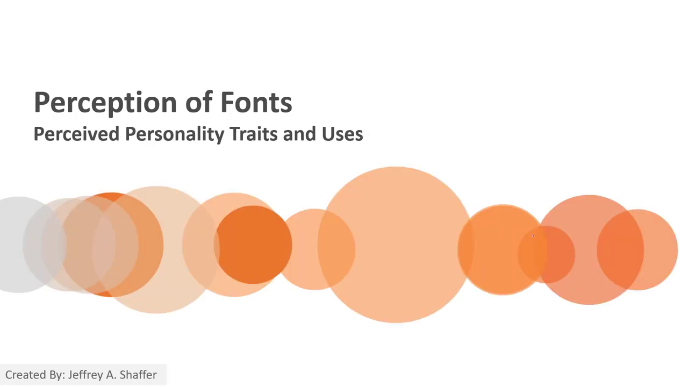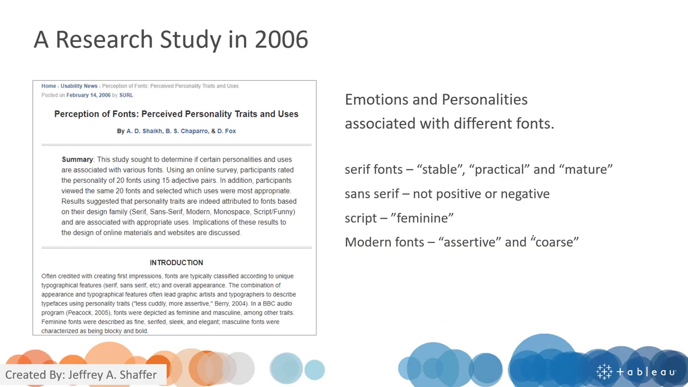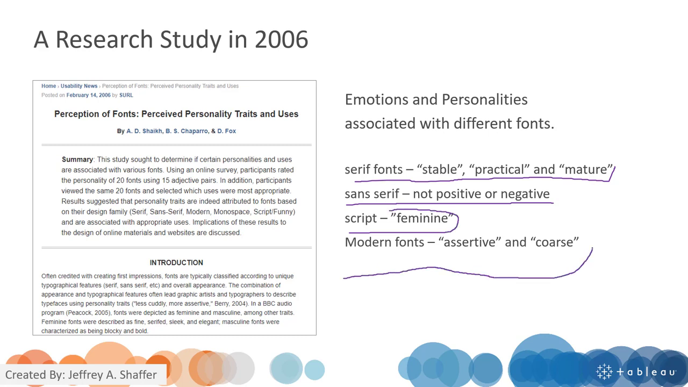Okay, so perceptions of fonts are different. So there are several studies that show that emotions and personalities are associated with different fonts. Okay, so serif fonts are considered stable, practical, and mature. Okay, and sans serif is considered not positive or negative. So it's kind of neutral. And script is feminine. Modern fonts are assertive and cross.